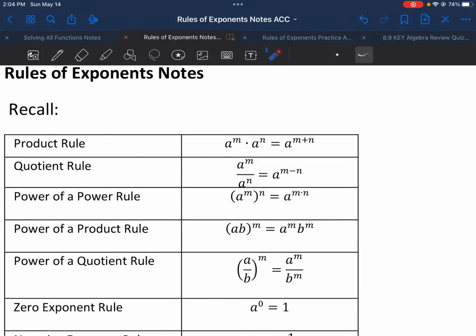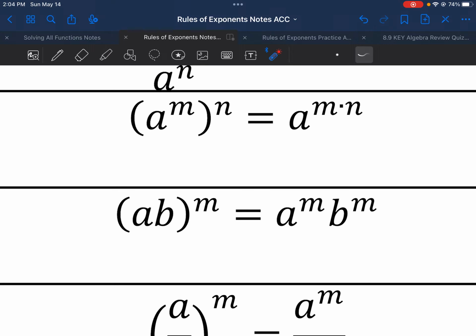Similarly, power of a product rule here. If we have a product of two bases on the inside of the parentheses and we're raising them to a single power, then we can go ahead and take this power and we can distribute it to each of those bases, A and B.